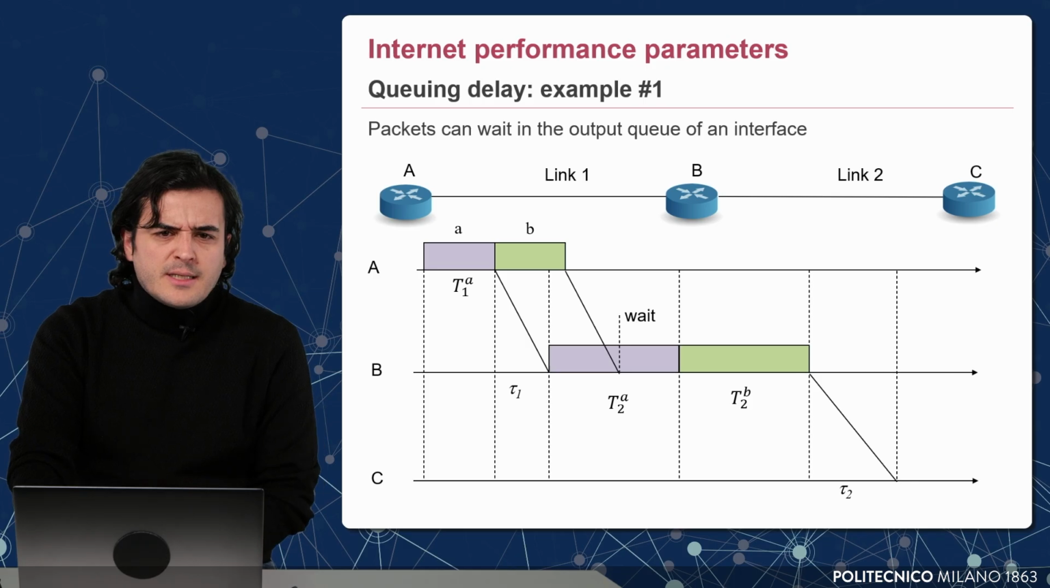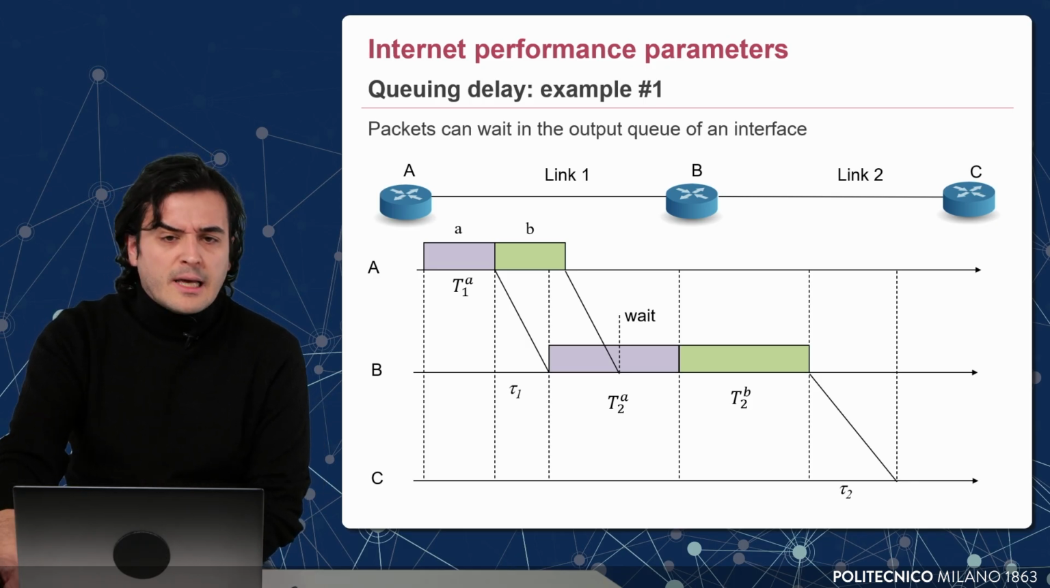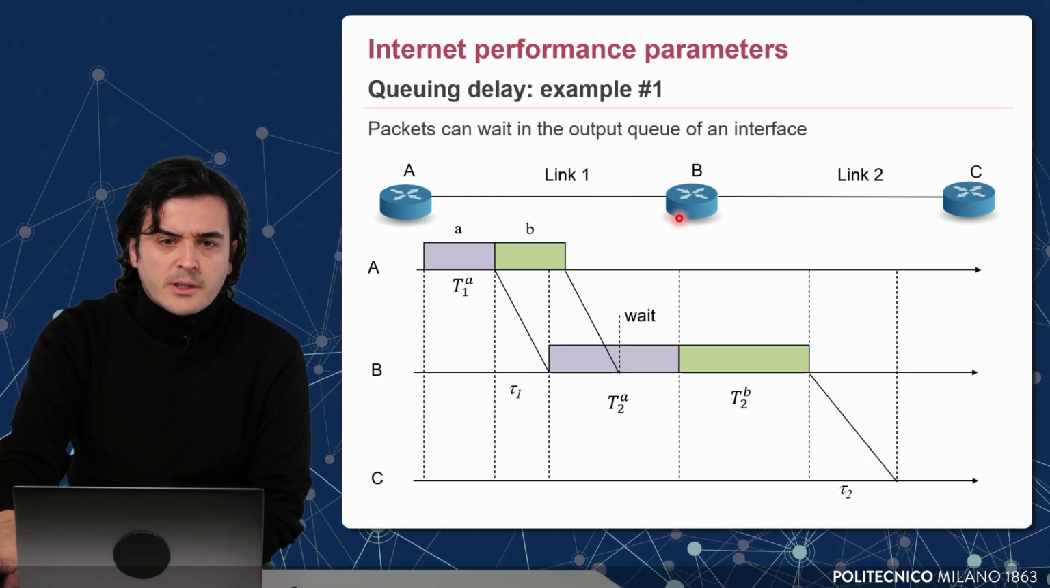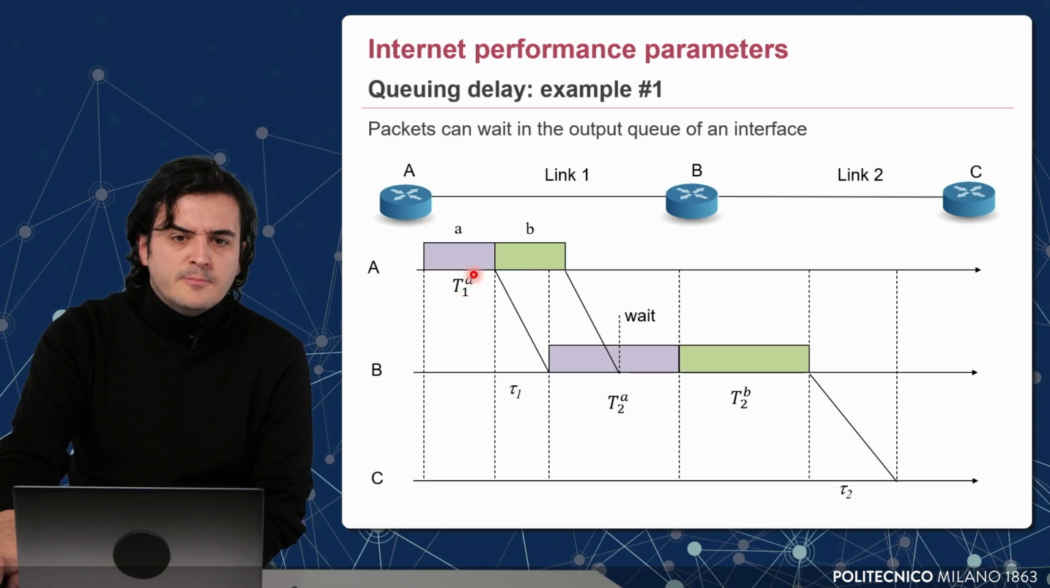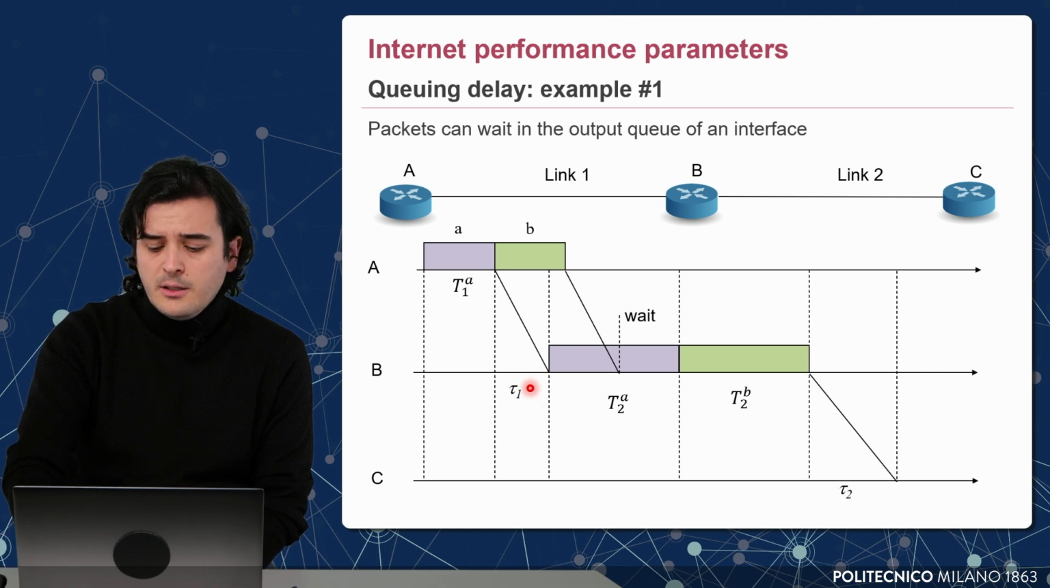Then we provide an example. Here we have a queuing delay. We have again 3 nodes A, B, and C. Information is transmitted on link 1 and link 2. We have 2 packets that need to be transmitted. The transmission time of packet 1 is T1A, which requires a propagation delay equal to tau 1.